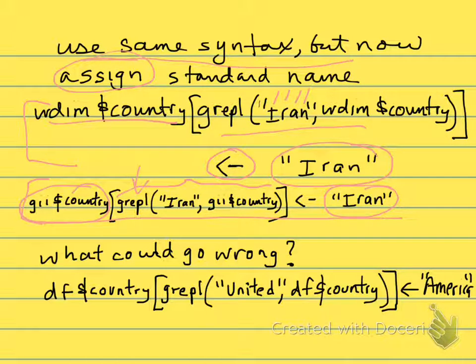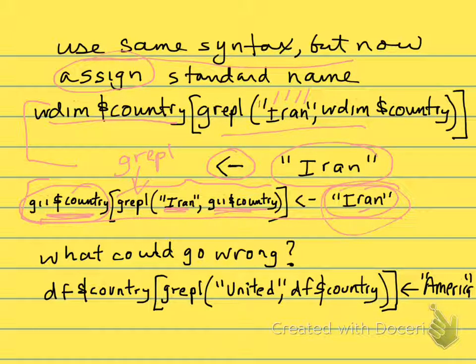This function is usually called the grepl function. And grepl basically says, look and see if this pattern is in this variable. And if it is in the variable, call the result true. If it's not, say it's false. So this is saying replace the variable country, if this is true, with Iran.